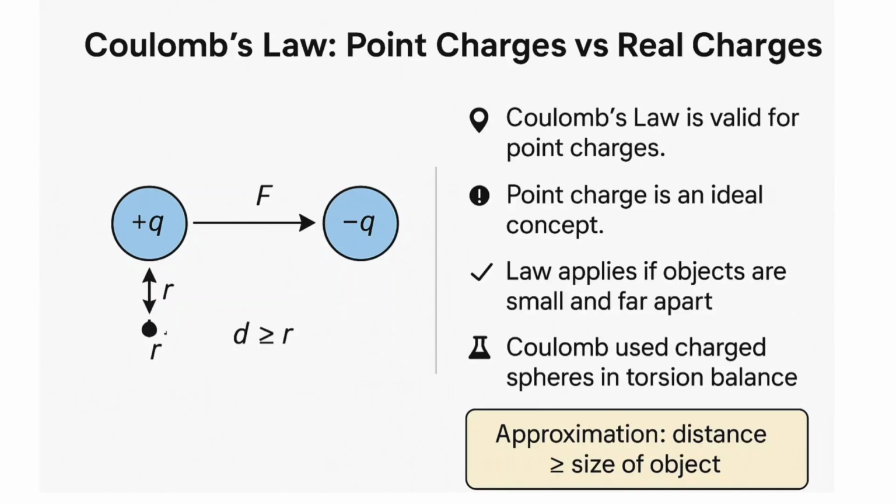In fact, when Coulomb first discovered his law, he used charged spheres in a torsion balance. The distance between them was much larger than their radii, so they could be treated as point charges. This approximation works very well in many practical situations.